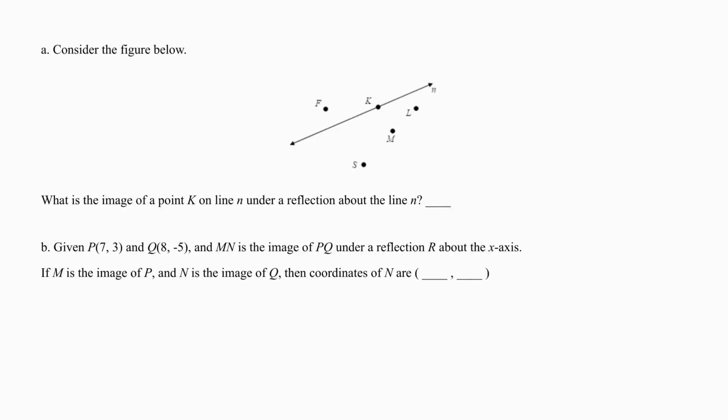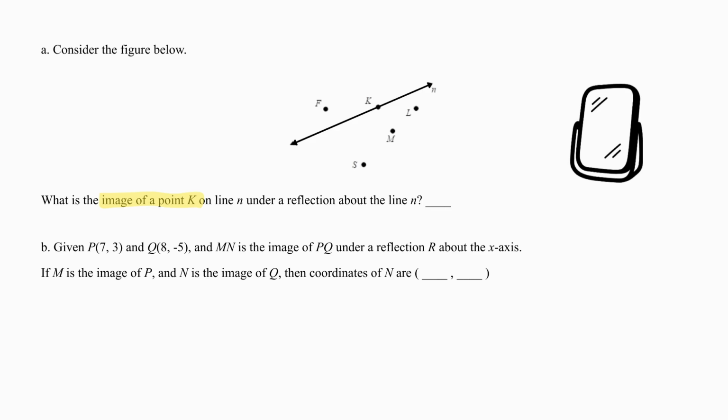Alright, let's take a look at these two questions. They both deal with reflections, which you can think of as flipping a point or a shape over a line, like looking in a mirror. In the first question, we are asked to find the image, which is the new position of point K when it is reflected across line N. Think of line N as our mirror.